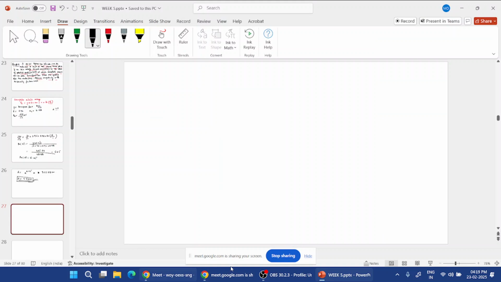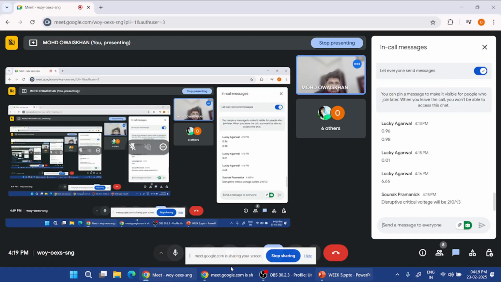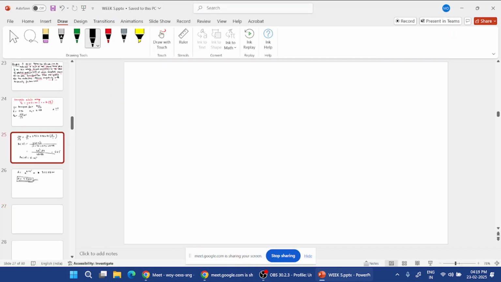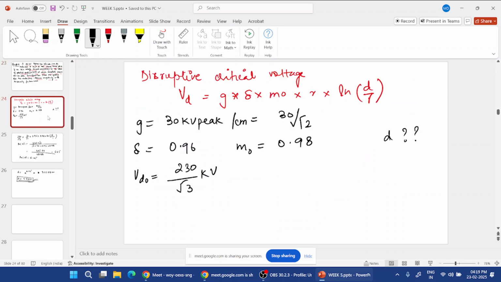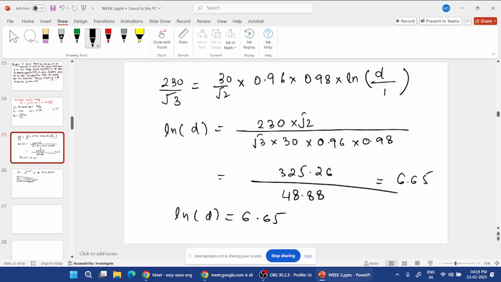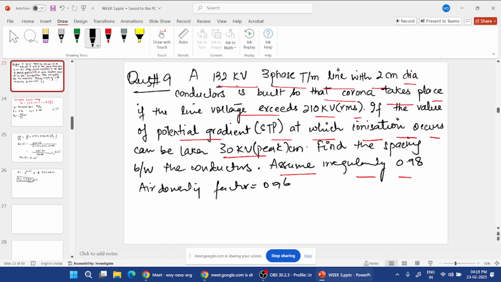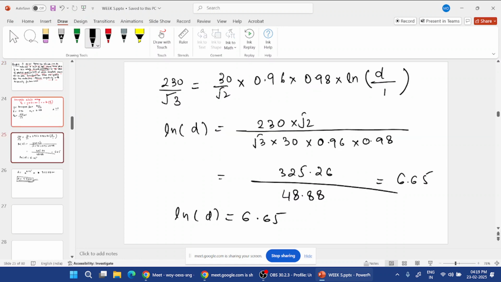Disruptive critical voltage. Just a second. Let me see it for you. That's the problem. It is 210. Let me calculate it for you again. It is root 2.